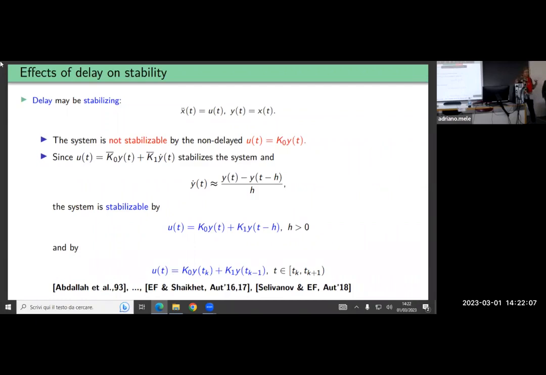And this can be easily implemented because we just have to reserve in the buffer one more value of y, which is doable. So also in this case, it is very important to have reliable and simply verifiable conditions, to find the upper bound on the sampling interval or the upper bound on the delay, which guarantees everything.